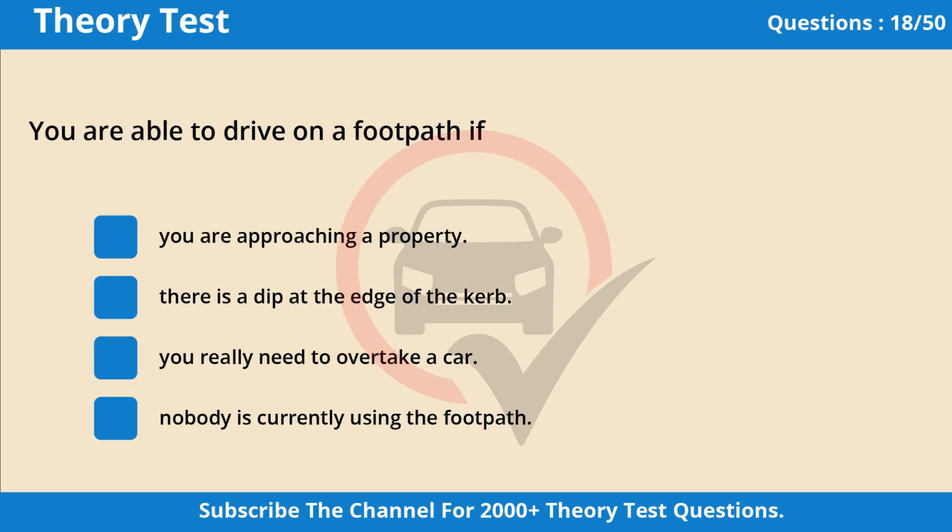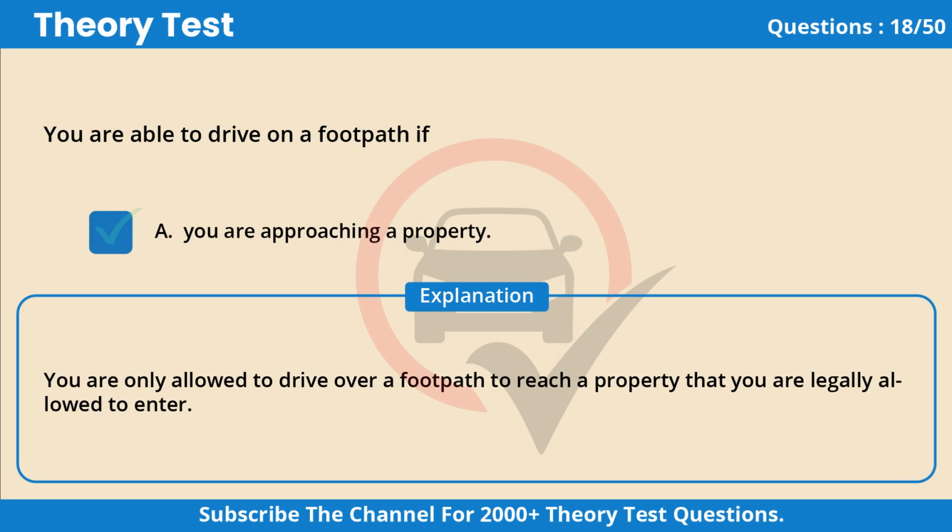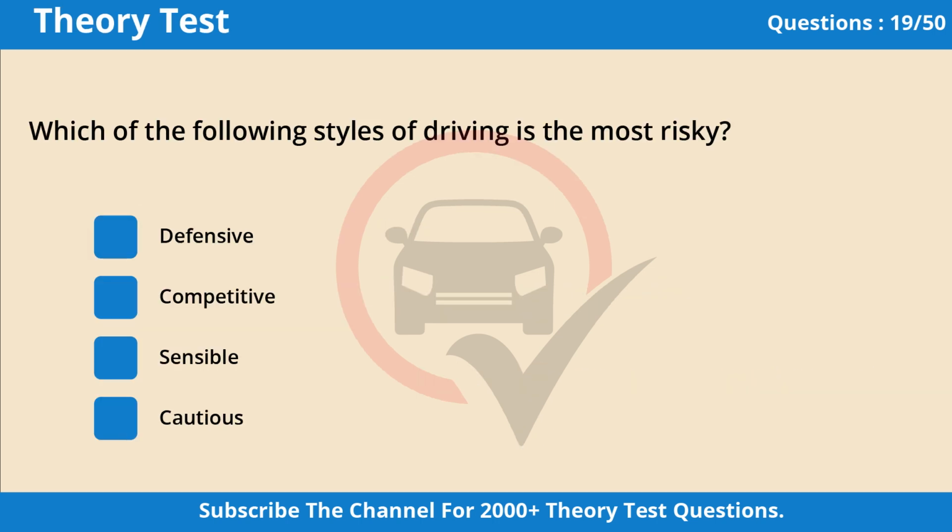Question 18. You are able to drive on a footpath if A. You are approaching a property. You are only allowed to drive over a footpath to reach a property that you are legally allowed to enter. Question 19. Which of the following styles of driving is the most risky?